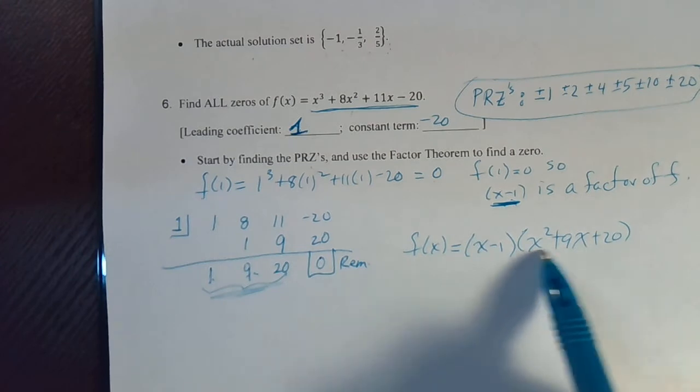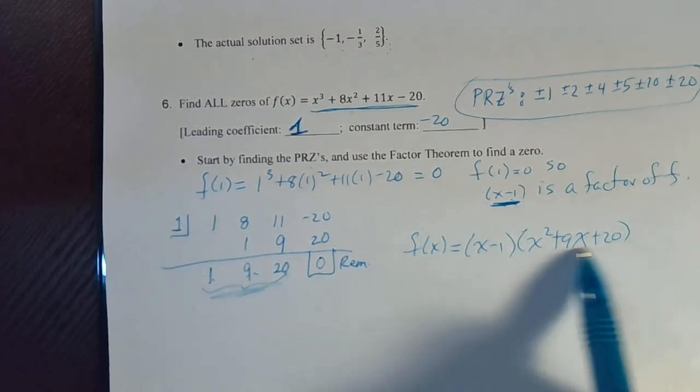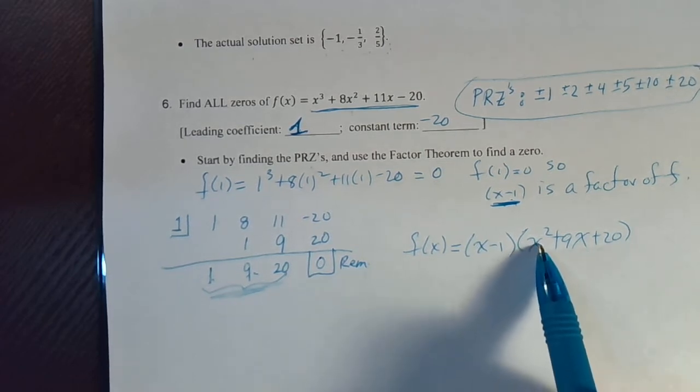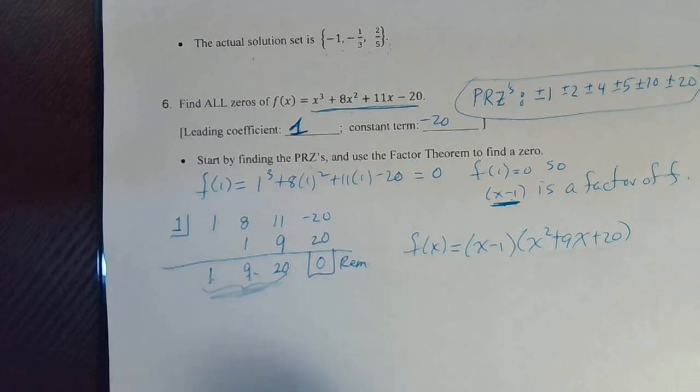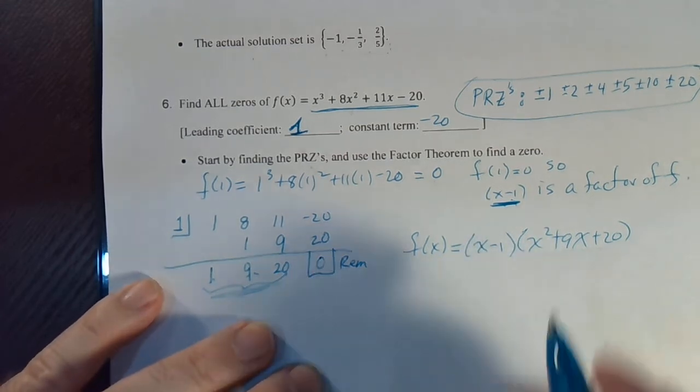And if we didn't know how to factor this, we could repeat. We could say, okay, well, let's find the possible rational zeros of this guy. But when you get down to a quadratic, it's easy. You can just plug it into the quadratic formula. But I'm pretty sure that we can factor this in our heads.